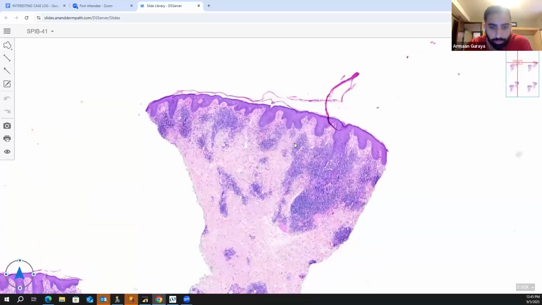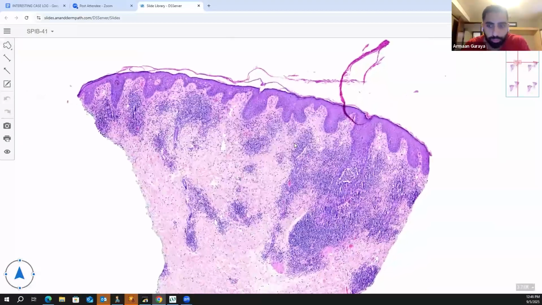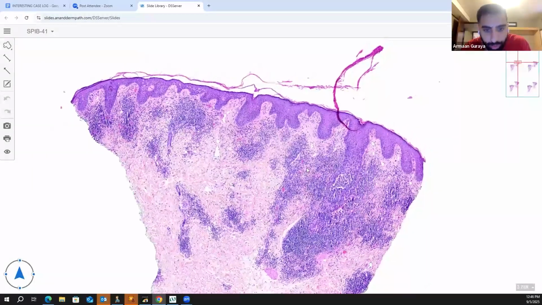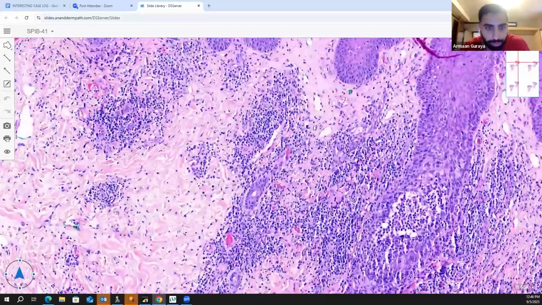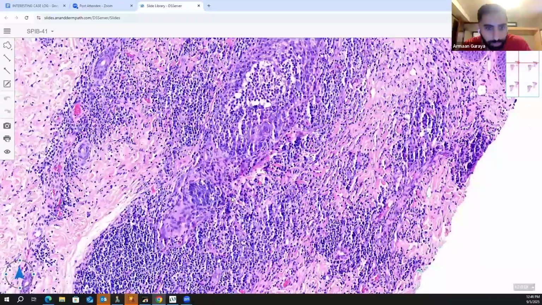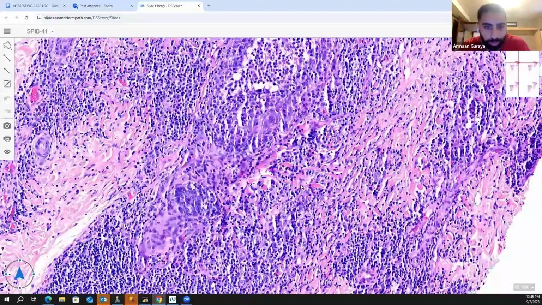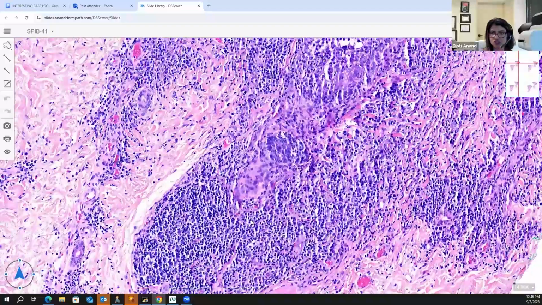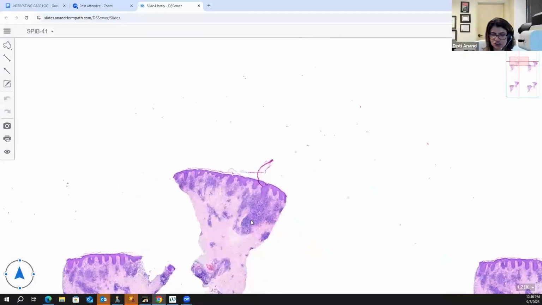So on low power, notice superficial and deep inflammation. So I zoomed in to look at the cell type, and I did see eos. The epidermis is pretty unremarkable, so I'm thinking arthropod. Yes. So this is pretty classic. So you can see a superficial deep infiltrate.